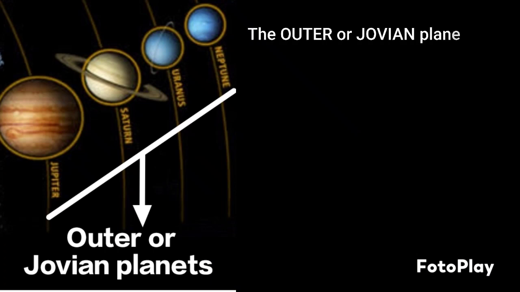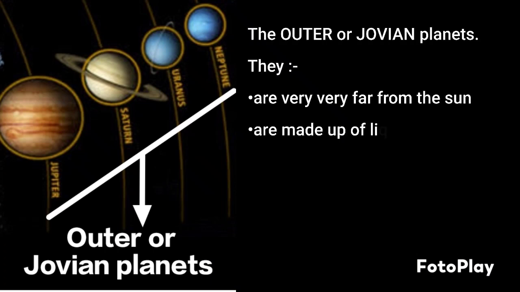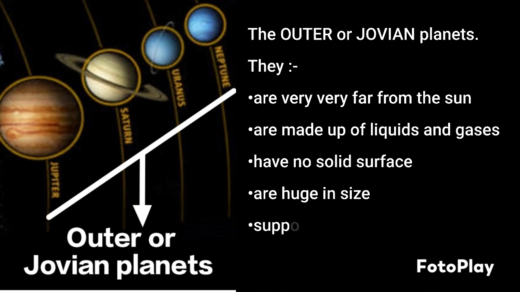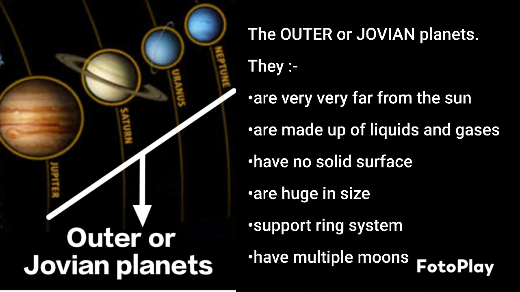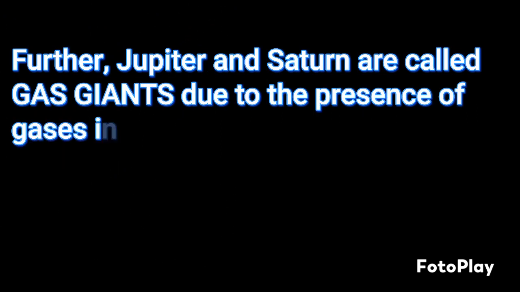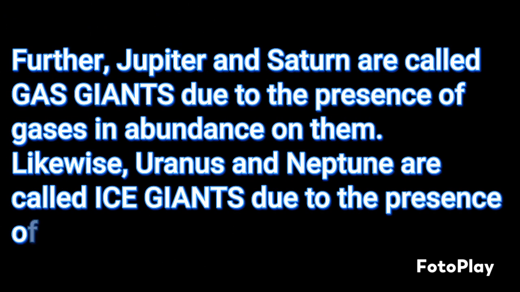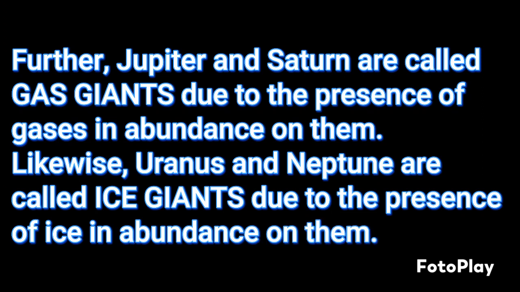Next comes the outer or Jovian planets. They are very, very far from the Sun, are made up of liquids and gases, have no solid surface, are huge in size, support ring systems, and have multiple moons. Further, Jupiter and Saturn are called gas giants due to the presence of gases in abundance on them. Likewise, Uranus and Neptune are called ice giants due to the presence of ice in abundance on them.